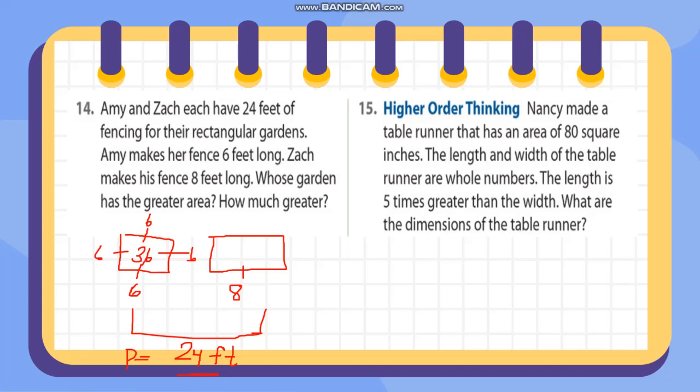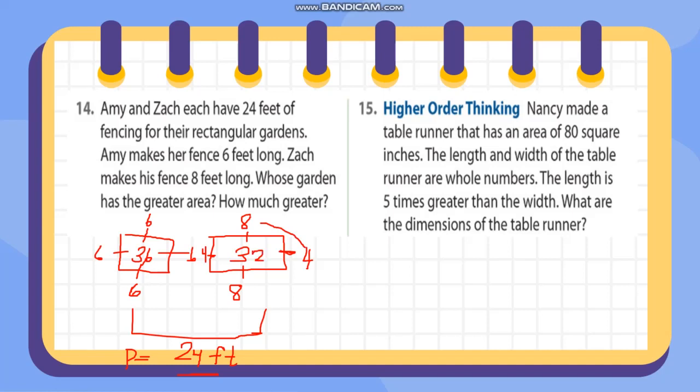Now, how about Zach? Zach is 8 feet long, so this is 8. And to find the missing two sides, you simply add 8 plus 8 is 16. So 24 minus 16 is equivalent to 8, and this 8 must be divided by 2 in order to get each side length, so it should be 4, and this also 4. Now it's possible to get the area. 8 multiplied by 4 is equivalent to 32.